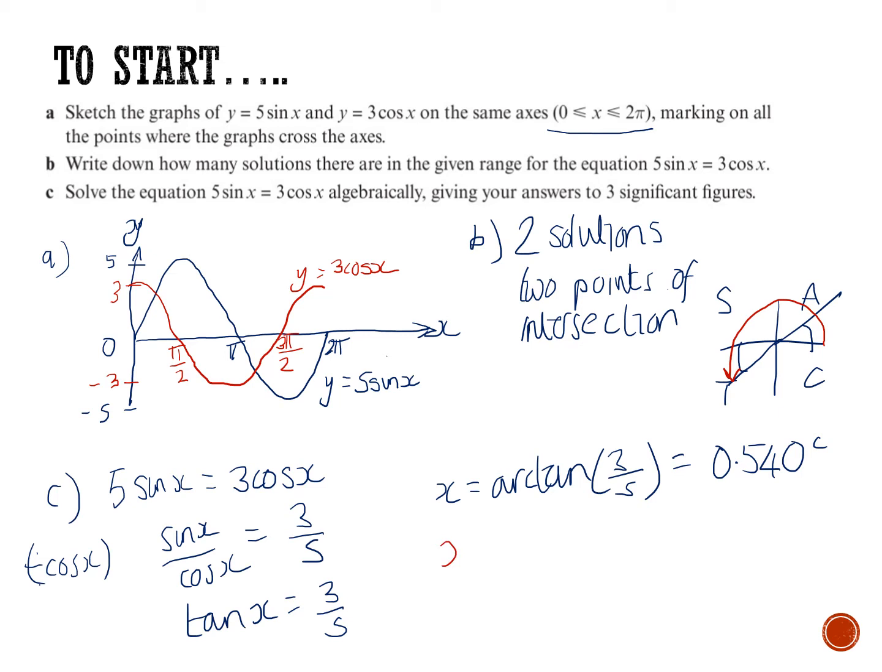So my second answer is going to be x equals pi plus 0.540. Use the whole answer in your calculator, add pi to it, round to 3 significant figures, and we get 3.68 radians. Put units on as well. Okay, that's that one done.